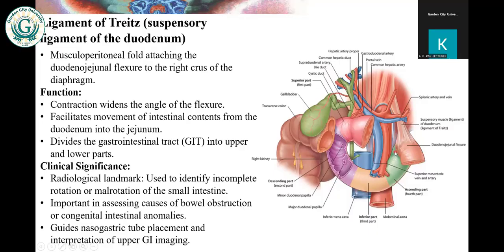Now, where the duodenum ends, that is where the jejunum begins. Remember, the jejunum is intraperitoneal. So at the duodenojejunal junction, there is a musculoperitoneal fold that connects the right crus of the diaphragm to the duodenojejunal junction.